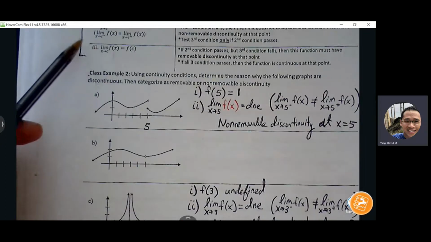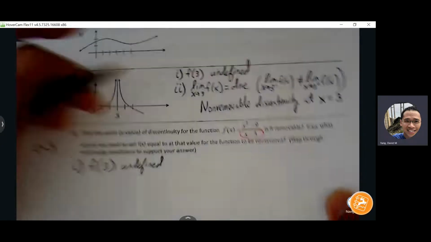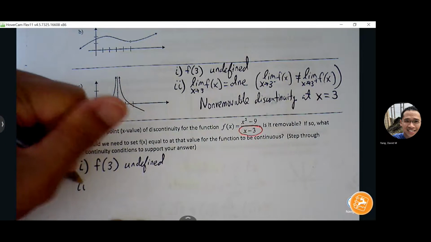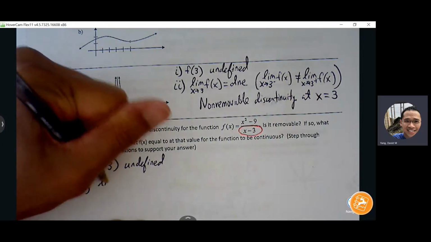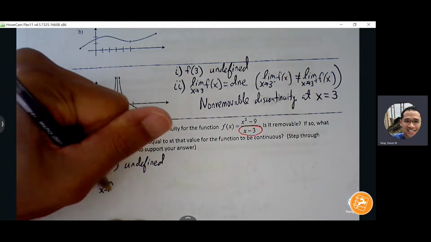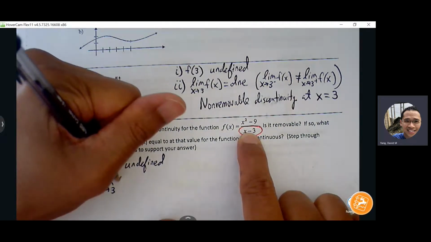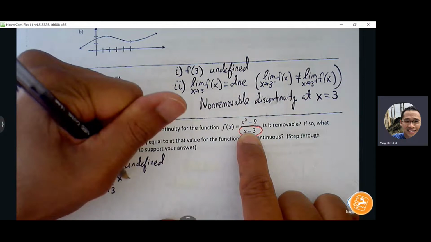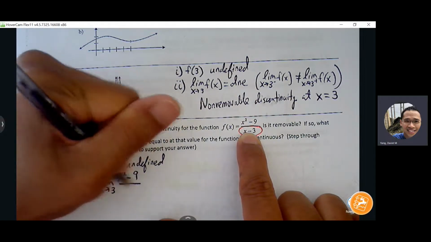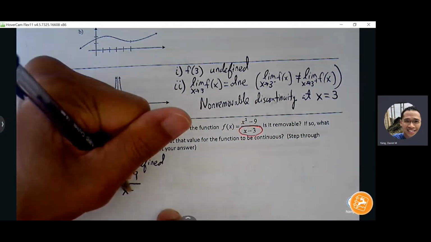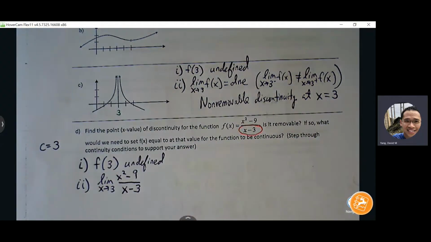Second condition, does the limit exist? So we're just going to write it out. Limit as x approaches 3 of f of x. Now f of x is this function. We're actually going to do some algebraic steps, so we're going to write the full expression instead of just f of x, because we're going to do some work with this.